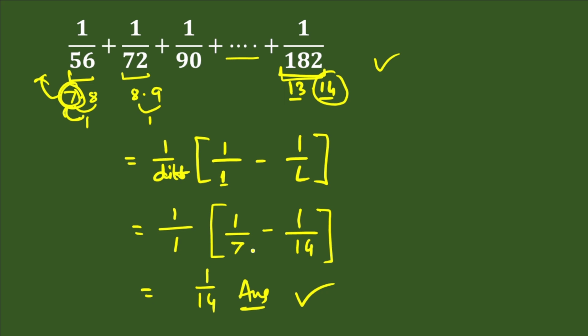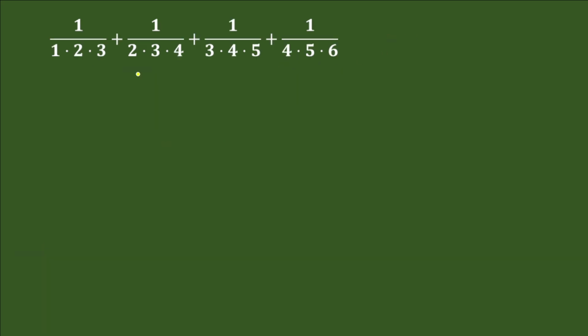Now the next question. Now we have a different series. So friends, in this series the numbers are in a different format. Here it is in the form of multiplication of three values, 1 multiplied by 2 multiplied by 3, and in the next term 1 is not there, and after 3 it is 4. Similarly the series goes on.